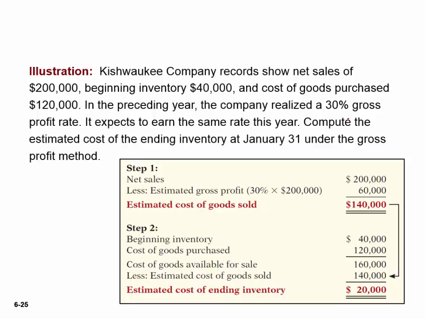I then say, okay, my beginning inventory plus my purchases for the period gives me my goods available for sale, less the estimate that I just came up with for my cost of goods sold. So I estimate my ending inventory is 20,000, and I base that off of retail. Okay, gross profit.